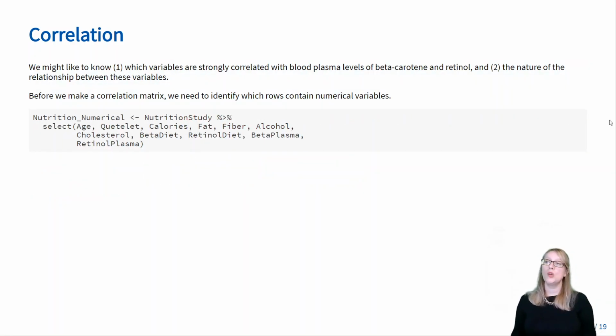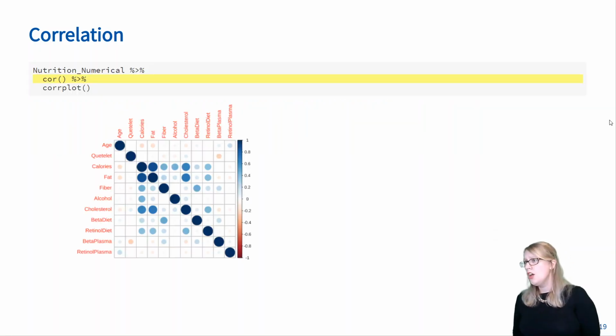So we'll identify which columns contain numerical variables and create a new data set that just contains those. So in this data set, the numerical variables are age, calories, fat, fiber, alcohol, cholesterol, beta-carotene in the diet, retinol in the diet, beta-carotene in the plasma, retinol in the plasma. Now, beta-carotene and retinol diet versus plasma levels, that's the relationship that we're really trying to target here. So we'll start with our correlation plot.